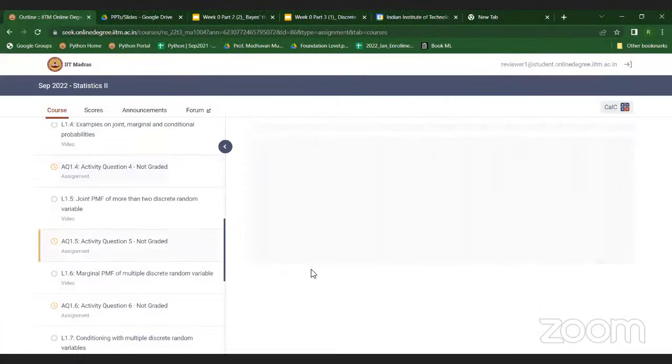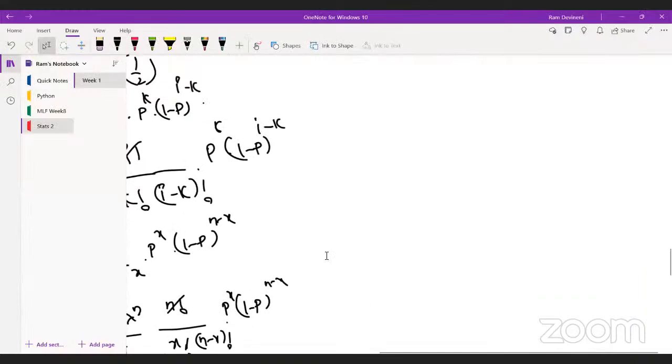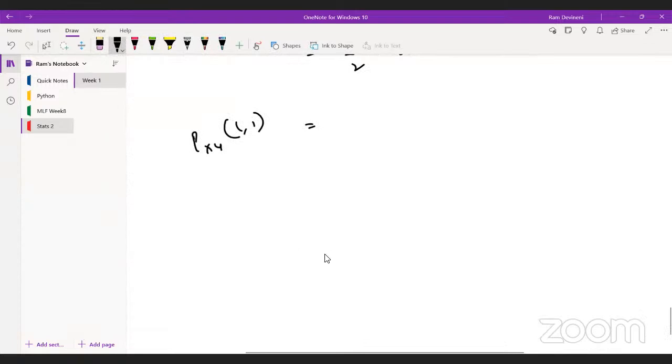Where are we? Okay, we are at just 1.5. A fair coin is tossed 4 times. Let x denote the number of heads, y denote the number of heads in first 2 tosses, z denote the number of heads in first 4 tosses. They are asking for Fx, y, z of 0, 1, 2.